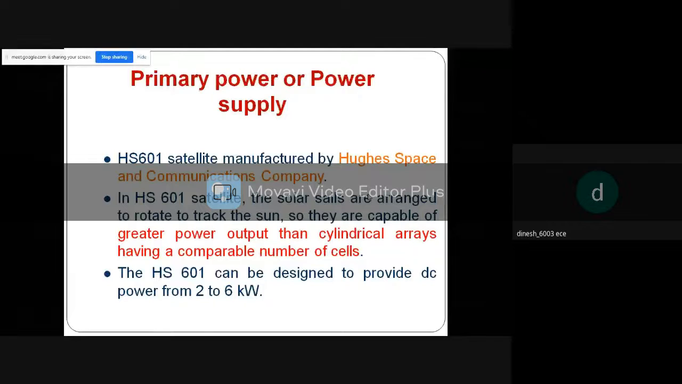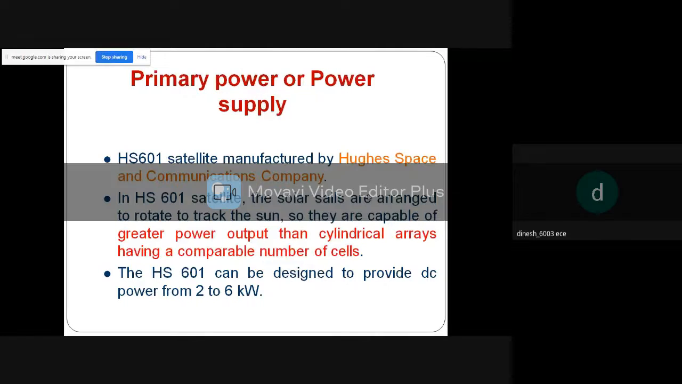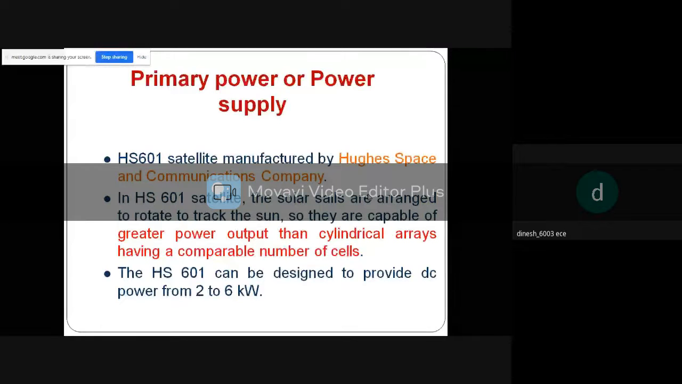These solar cells are capable of greater power output than the cylindrical arrays, which have a comparable number of cells. So this HS601 can be designed to provide approximately 2 to 6 kilowatts of DC power in addition to the cylindrical arrays.